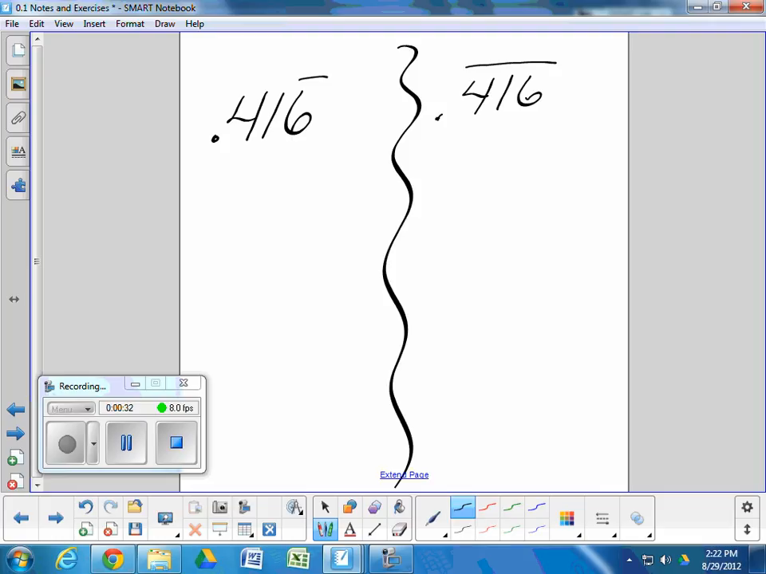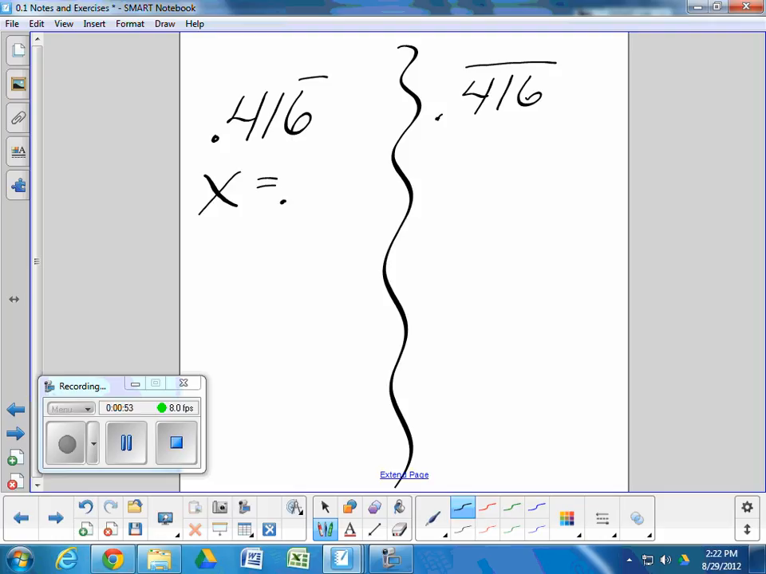In the one on the left, I think we can just set it equal to x and multiply both sides by 10. In the one on the right, you're going to have to multiply both sides by 1,000. All right? So let's do the one on the left. And here's why I think you can just multiply by 10.